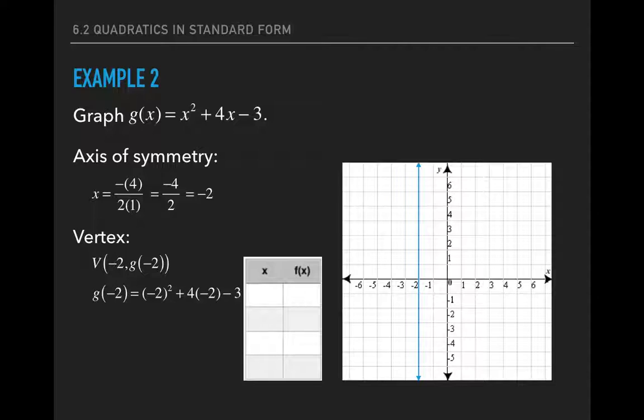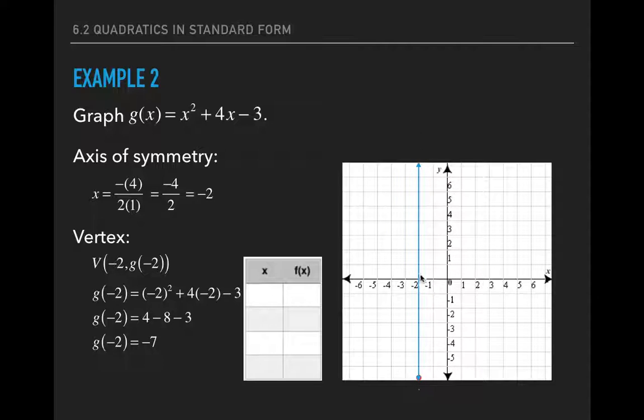Alright, so we substitute that in. We'll begin to simplify, so that will be 4 minus 8 minus 3, and that gives us negative 7. We'll go ahead and plot that point, and it barely fits down there at negative 7, and it is on our axis of symmetry, so we're doing good.